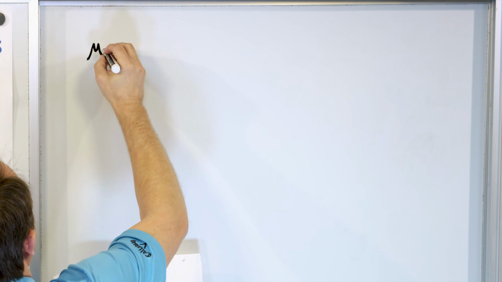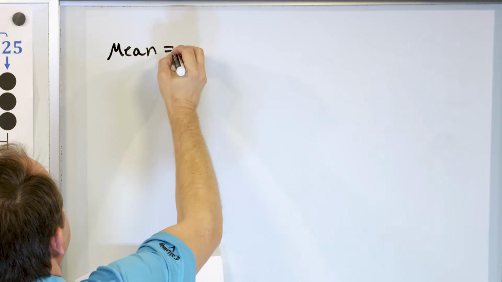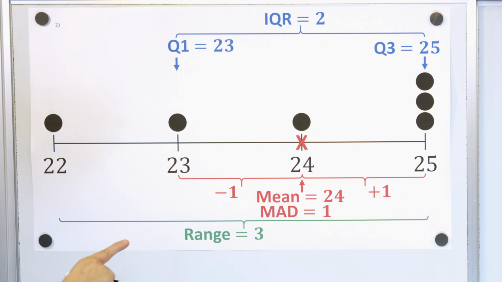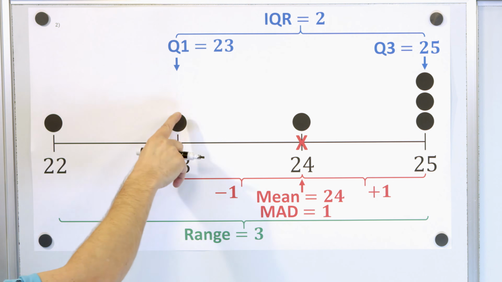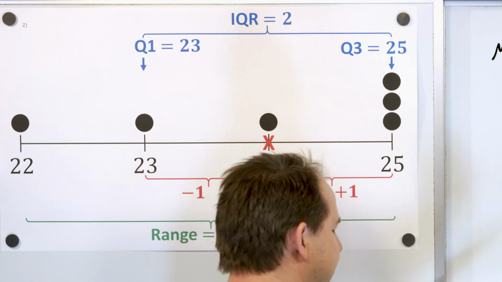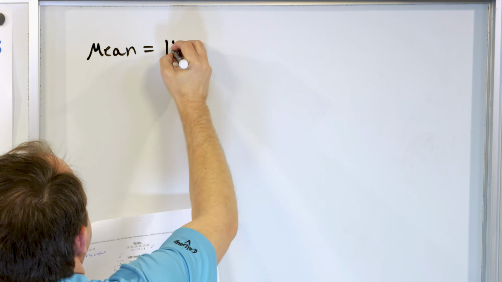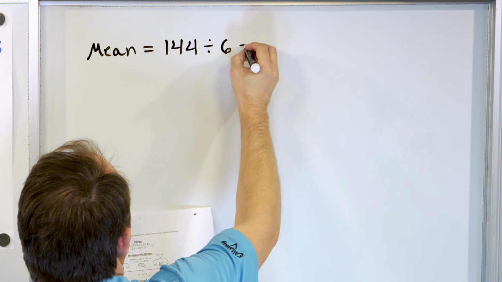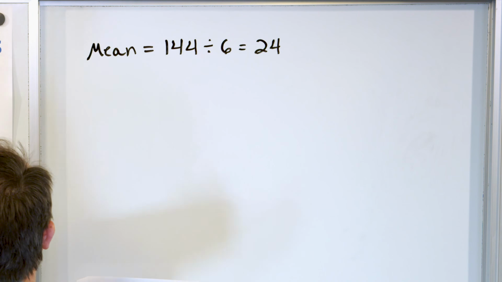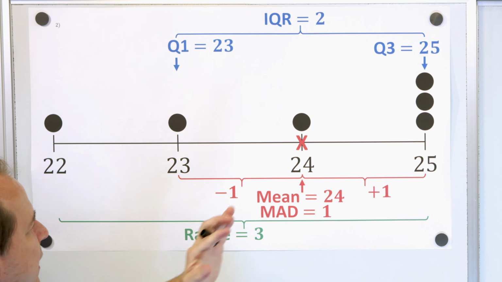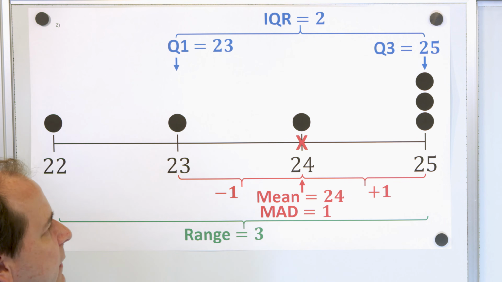So for the mean of this data, we've done it so many times, I'm not going to do it over and over again. But in order to do it, you just add your data points and divide. 22 plus 23 plus 24 plus 25 plus 25 plus 25. When you add all that stuff up, you're going to get 144. And there's 6 data points, so you'll divide by 6. And you're going to get an answer of 24 for that. So the mean of this data is 24, and that's why I have an X here at 24. The mean is 24.